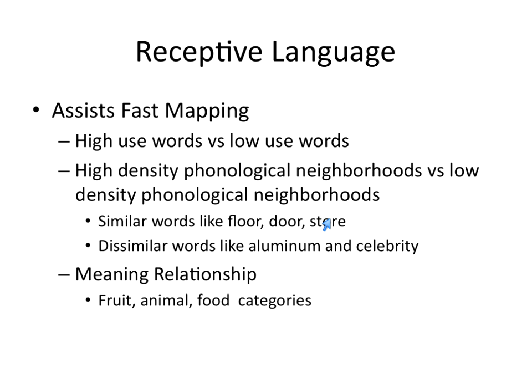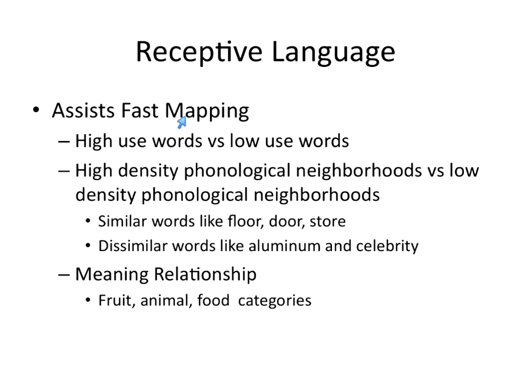Okay, meaningful relationships. The child learned through meaningful relationships. They learned that, oh, fruits. There are different kinds of fruits, so they categorize. There are different kinds of animals. There are different kinds of foods, so they learn words, vocabulary through relationships. So this helps to assist fast mapping.